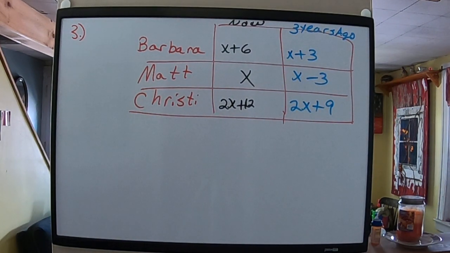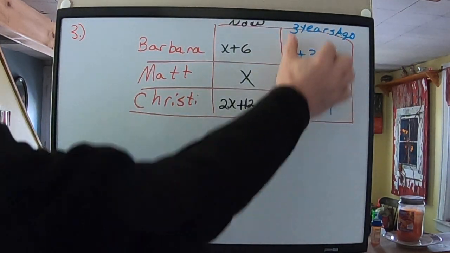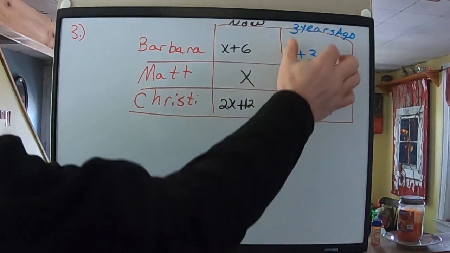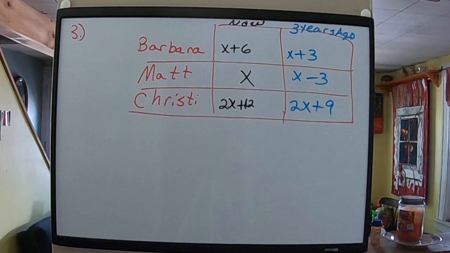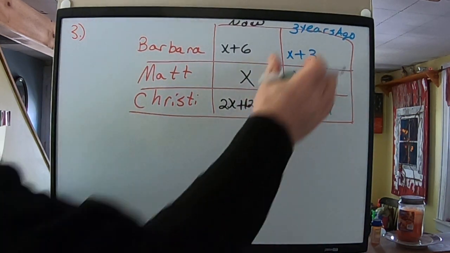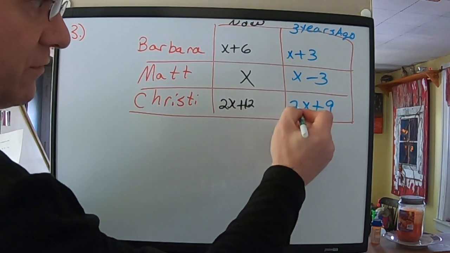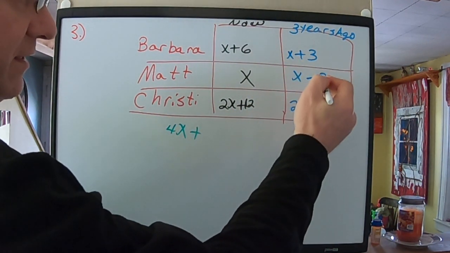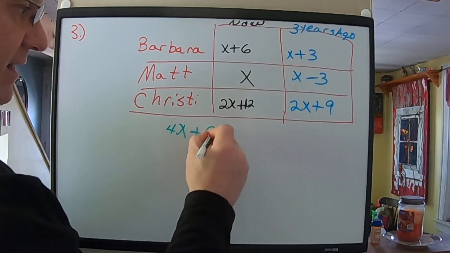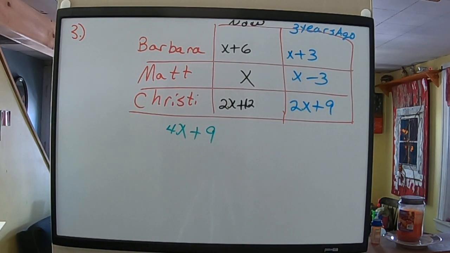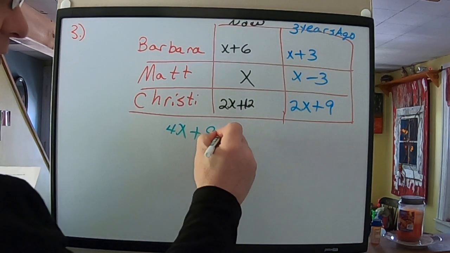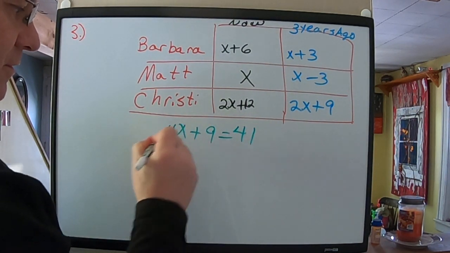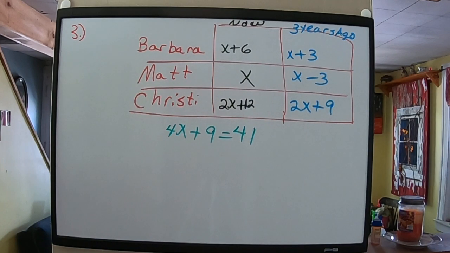Next thing here is 3 years ago, the sum of these ages, not these, because we're talking about the 3 years ago time. The sum of their ages, so I'm going to add them up right here: 4x, plus 3, negative 3, that cancels, plus 9 is 9, equals 41. So 4x plus 9 is 41. So I added up those 3 values, got 41.